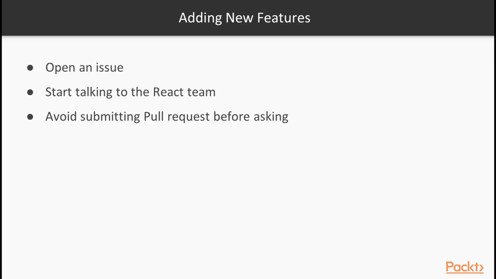That said, if you have some good ideas about features that should be added to the library, the first thing to do is to open an issue and start talking with the React team. You should avoid spending time writing code and submitting a pull request before asking them, because the feature you have in mind might not fit into their plans or might conflict with other functionalities they are working on.